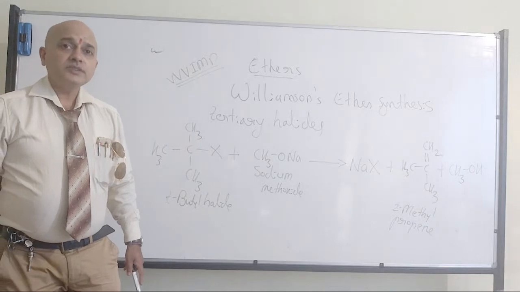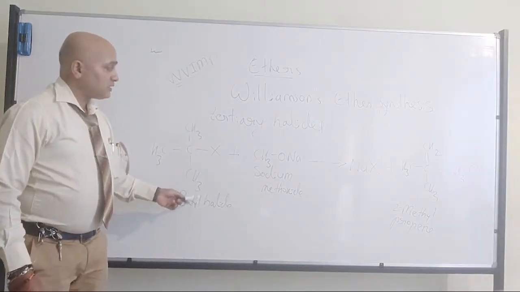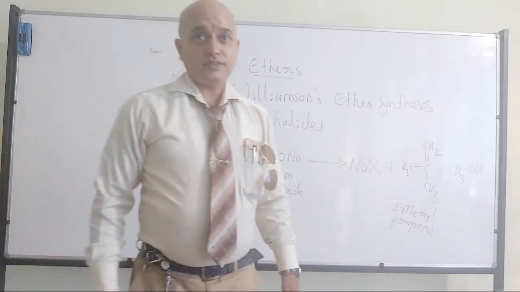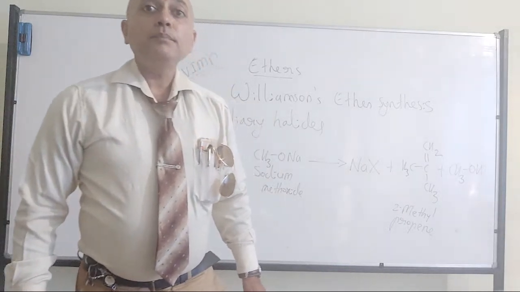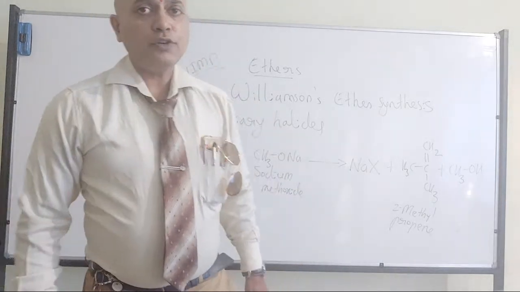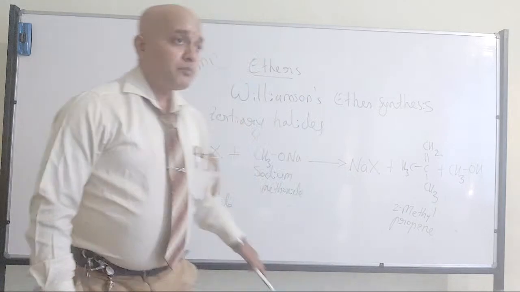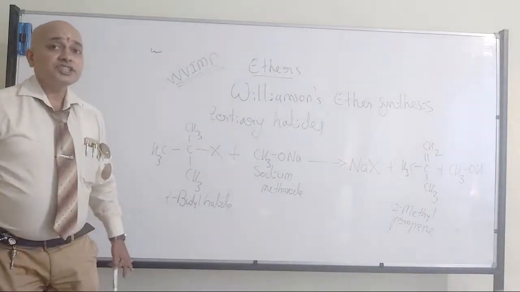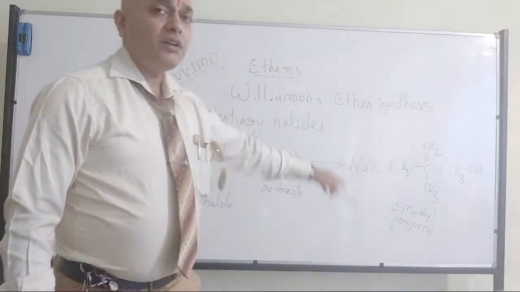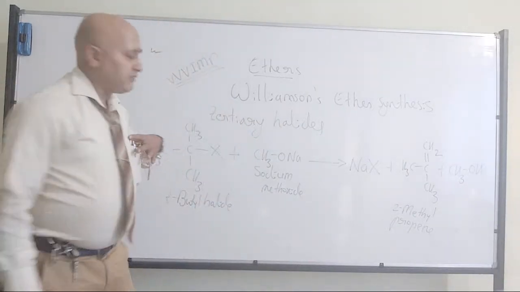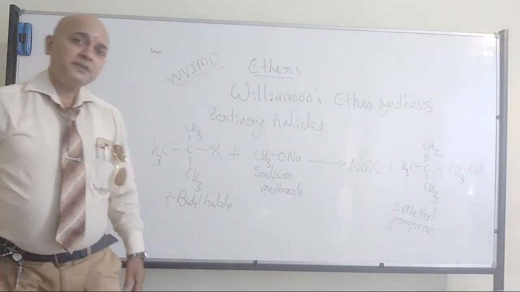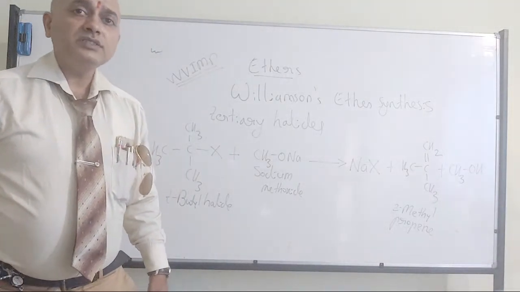Any doubts? So therefore tertiary butyl halide we cannot use, or tertiary halides one should not use. We have to go for primary halides only. Alkoxide, yes, we can go with any alkoxide, but we cannot go with tertiary halides, because it will give rise to the formation of alkenes. Fine? Any doubts?